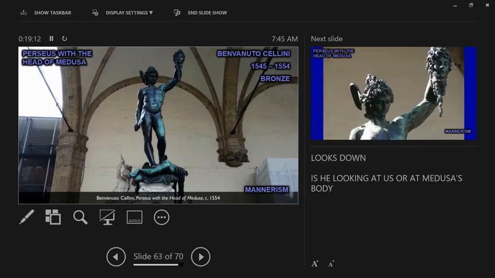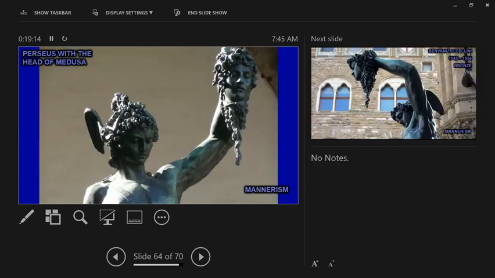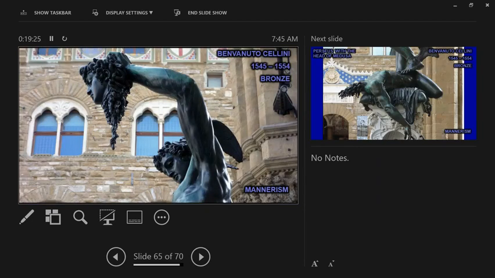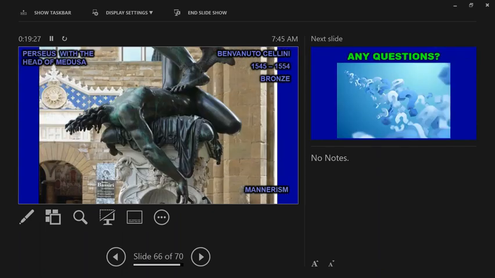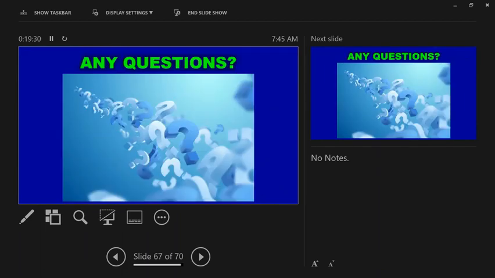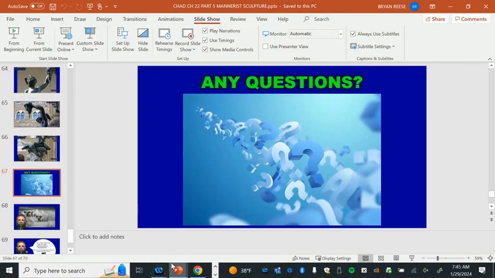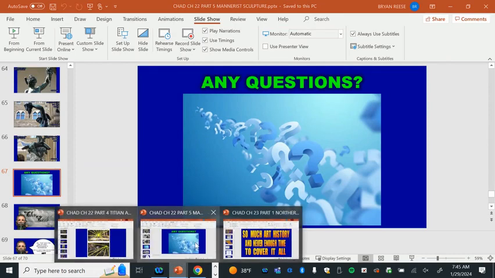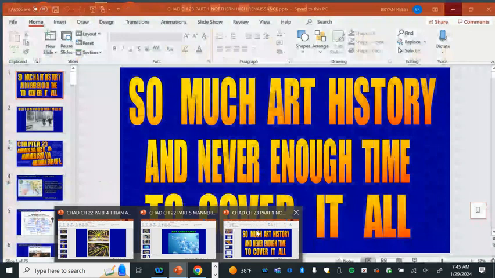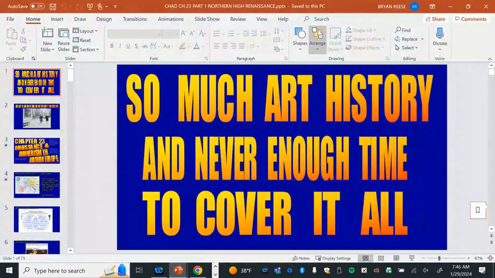So he is looking down. She is looking at us or at Medusa's body, and her head is pointed towards those statues. What I like is all the guts coming out of her neck. Is that blood, and then her body has blood gushing out there. All right, so that concludes Mannerism in Italy. So we are going to jump into Northern High Renaissance.